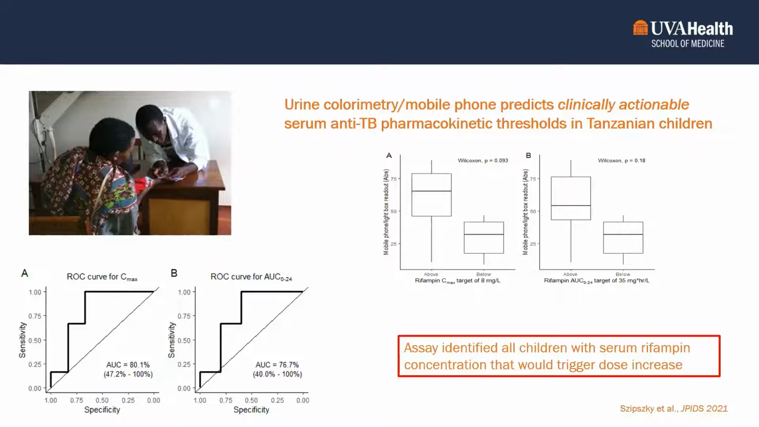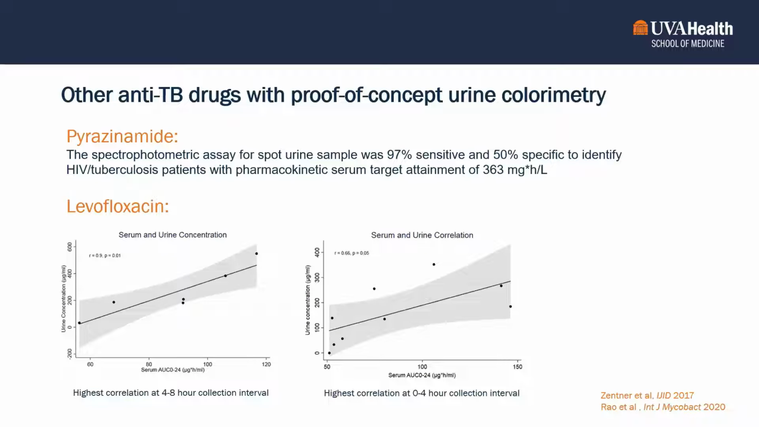So our goal was to work on something that's definitely point of care and also something easier than doing HPLC, because it needs trained personnel to operate the machinery. And with urine colorimetry, with a bit of training, anyone would be able to perform colorimetry. And then I wanted to discuss a few similar proof of concept urine colorimetry studies for pyrazinamide and levofloxacin.